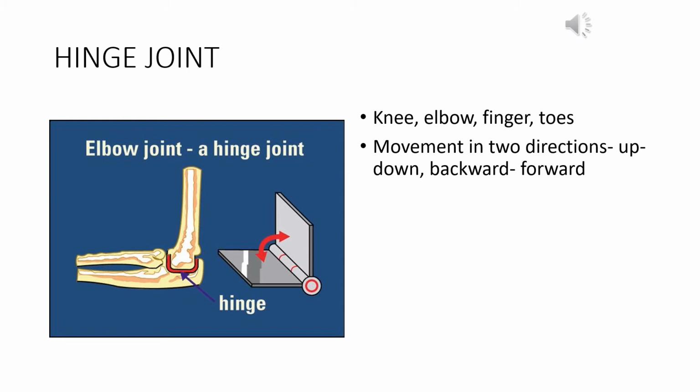The first type of the movable joint is called the hinge joint. Now the term hinge actually means a connection between two structures. In our homes, we can easily find a hinge between the door frame and the door. Around the hinge, the door is moved. In our knee, elbow, fingers and toes, just like the hinge, a joint is present which is also called the hinge joint because of the similarity in structure with the hinge of the door frame. It allows movement in two directions, either up and down or back and forward.